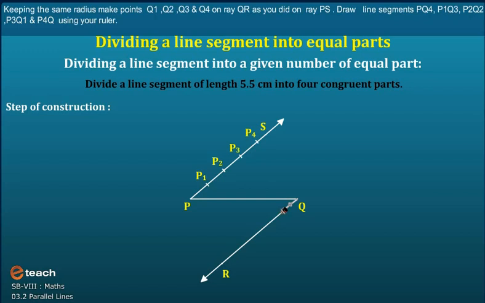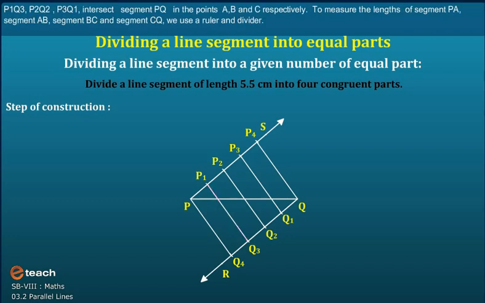Keeping the same radius, make points Q1, Q2, Q3 and Q4 on ray QR as you did on ray PS. Draw line segments PQ4, P1Q3, P2Q2, P3Q1, P4Q using your ruler. P1Q3, P2Q2, P3Q1 intersect segment PQ in the points A, B and C respectively.